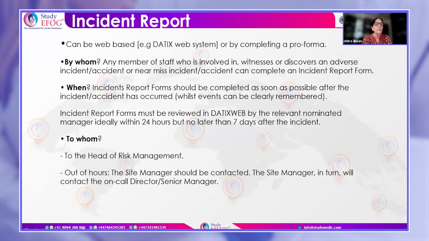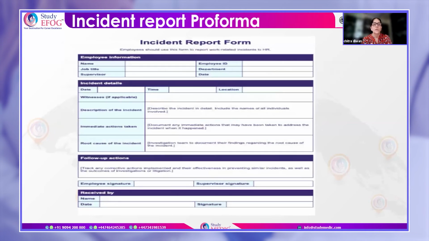So this is all about an incident report. This is a typical form of the incident report, but each hospital will have a different form. You can see here the name of the person who is making the incident report, your job title, who is your immediate supervisor, your employment ID, the department that you are working in, and most importantly, the date on which you are making the incident report.